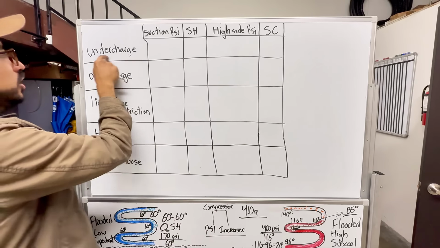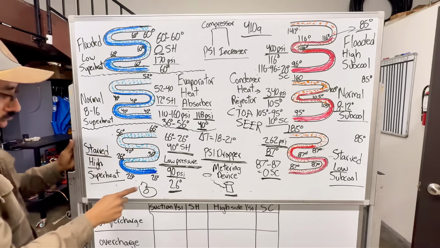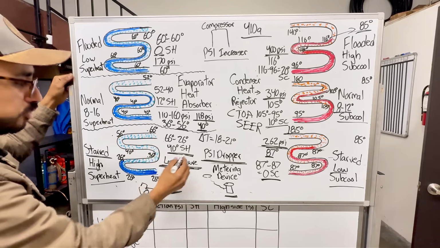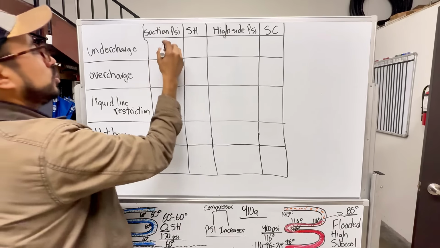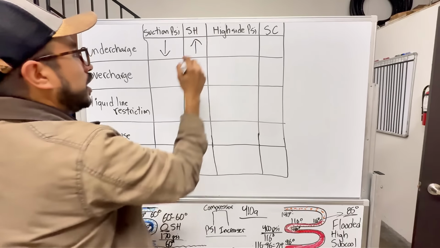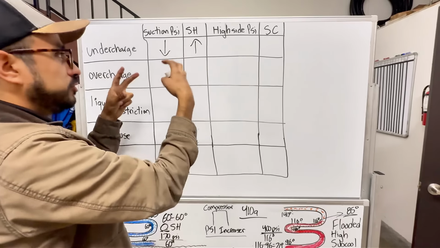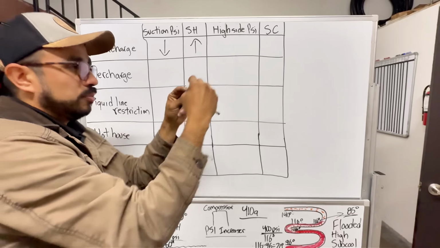So think about this, a system that's undercharged, okay? Undercharged, you're going to have a low suction pressure, right? You don't have a lot of refrigerant, and a high superheat. You have a starved evaporator. So suction pressure is going to be low. Superheat is high because you have a starved evaporator. You don't have a lot of pressure in the system, and you have a high superheat because the last liquid molecule boiled off too early.